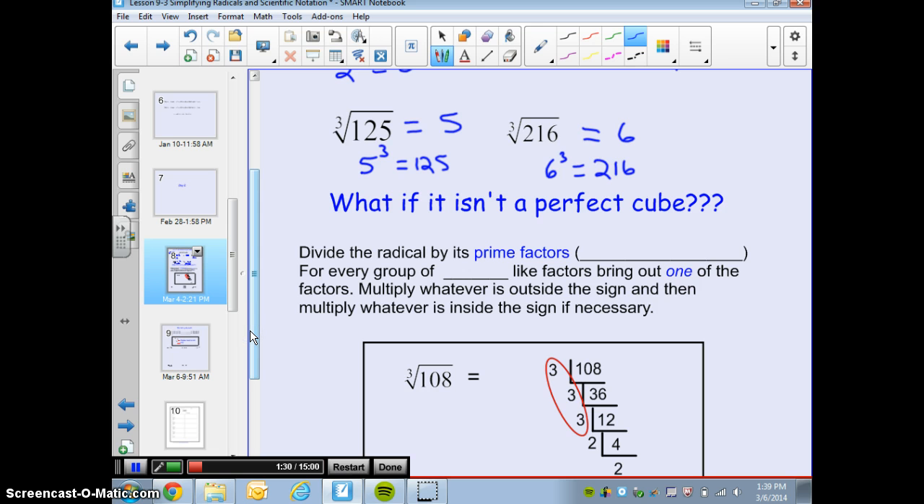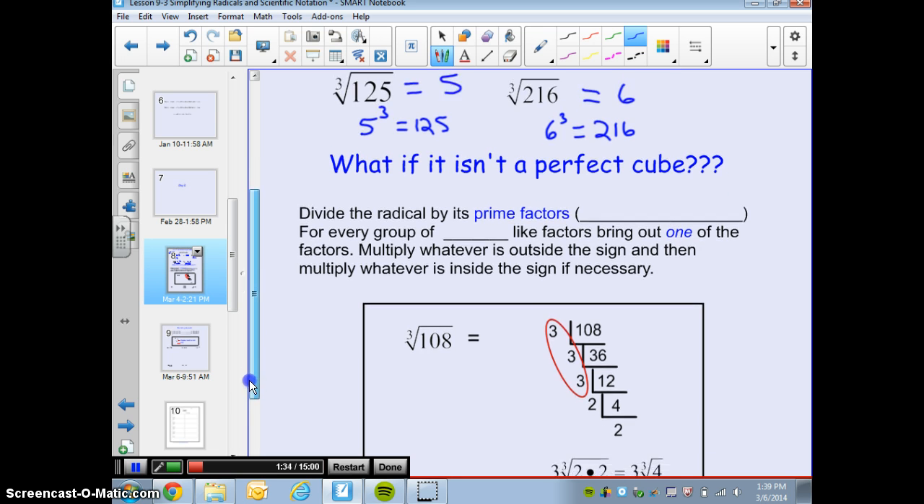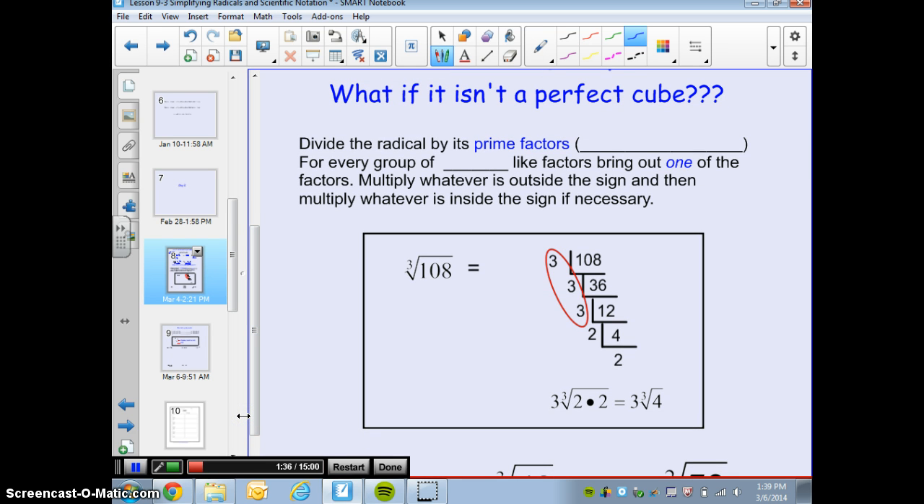We're going to simplify cube roots just like we did in the last lesson with simplifying square roots. What we're going to do is divide the radical by its prime factors. And remember, we listed out prime factors last time. Our prime numbers would be 2, 3, 5, 7, 11, 13, and so on. A prime number is any number that is only divisible by itself and 1.